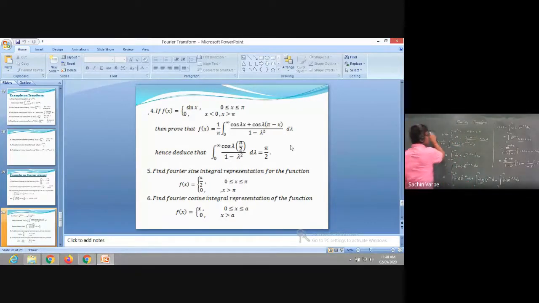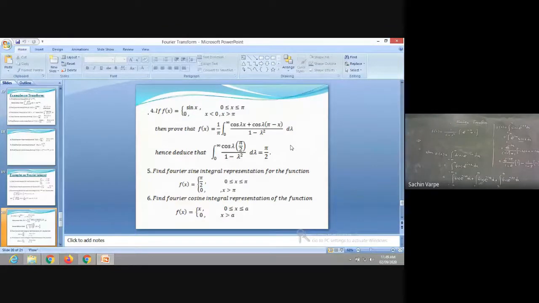So therefore, F of lambda equals to e to the power minus i lambda pi upon 1 minus lambda square, plus 1 upon 1 minus lambda square. I can write like this. I can take 1 upon 1 minus lambda square common, e to the power minus i lambda pi plus 1. Is that okay? Please check.